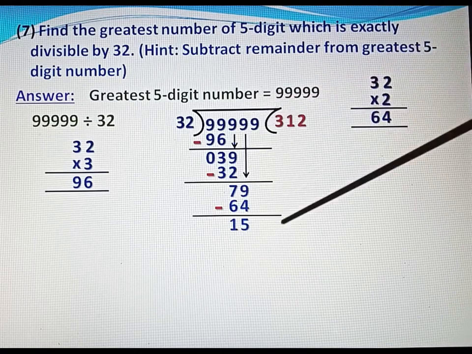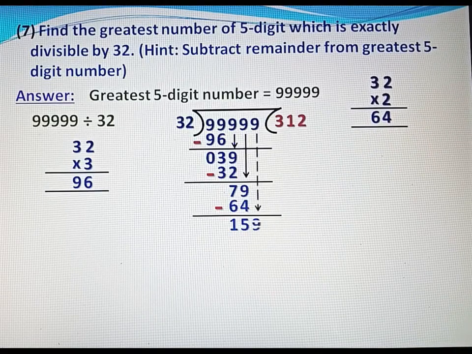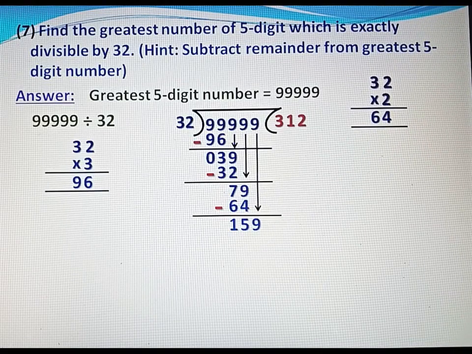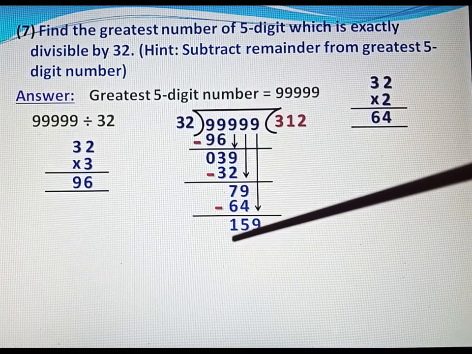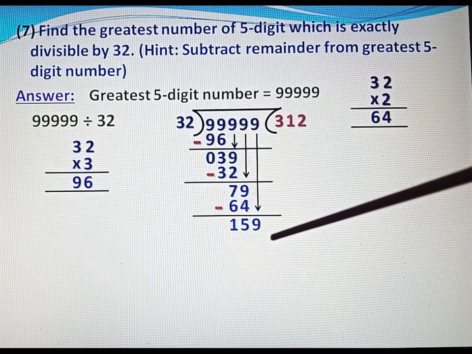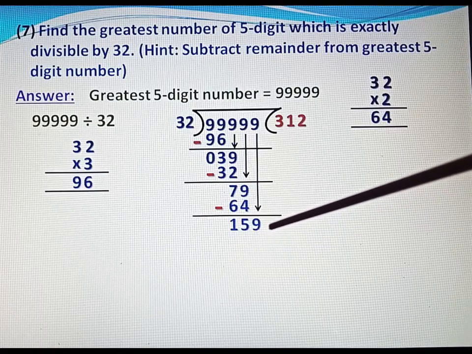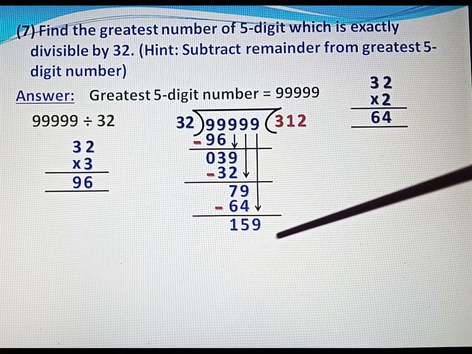Then we will take the next number, that is 9. Right, here 9. The number formed is 159. Now again we will multiply this 32 by that number so that it is equal to 159 or less than 159. It should not be greater than 159.